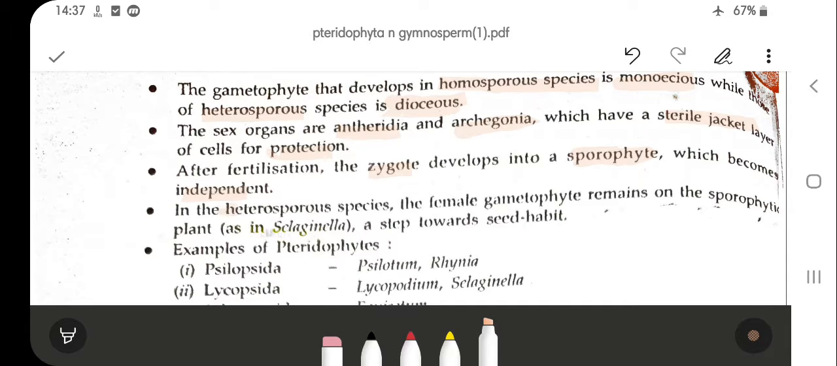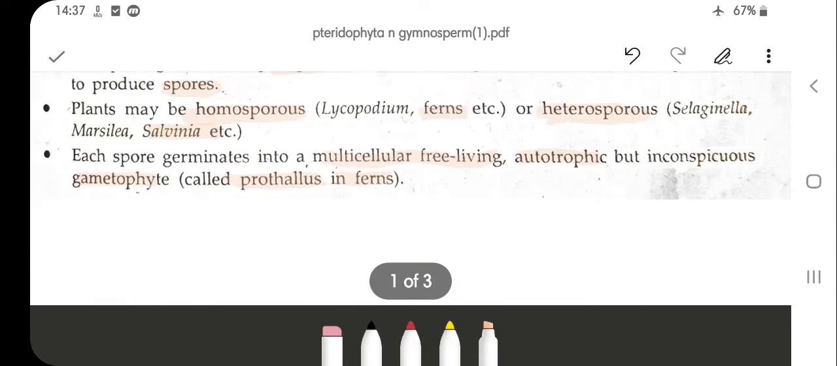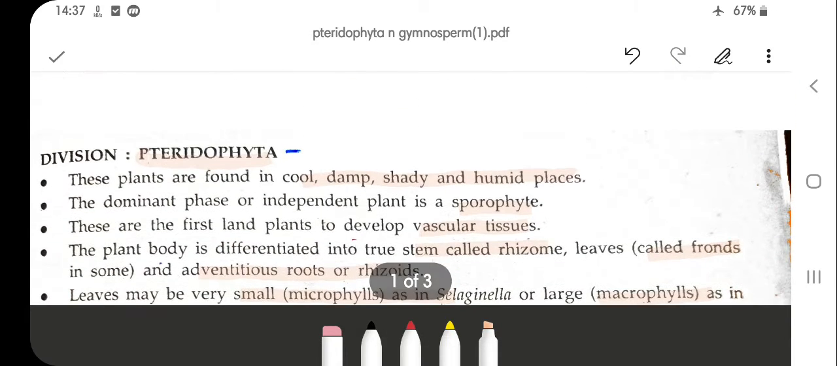In heterosporous species, the female gametophyte that remains on the sporophytic plant is a step towards the seed habit. So what we have learned is about the Pteridophyta. Once again we are going to have a recap of that. The plants are found in damp, shady and humid places.